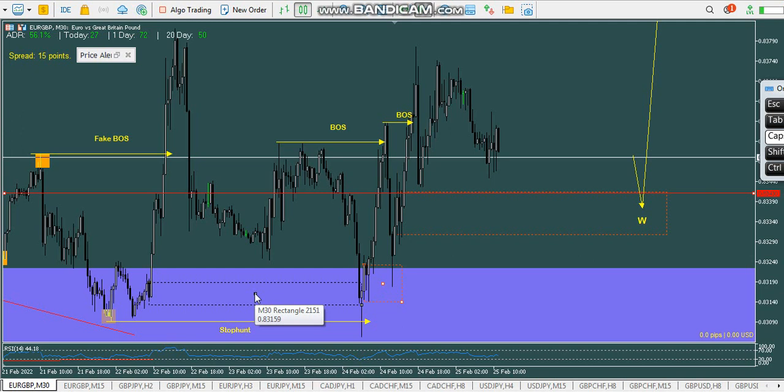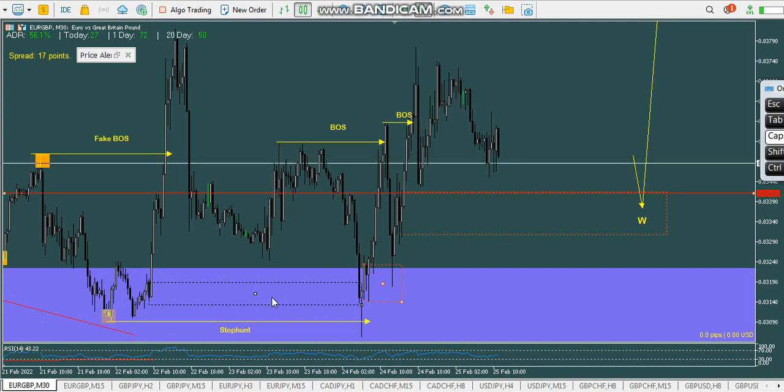Guys, I always say it's always advisable to combine ICT and BTMM. I was expecting a W to form here, or any other BTMM pattern to form here, so that I can take a buy. So I was watching price as it was blowing through my POI.